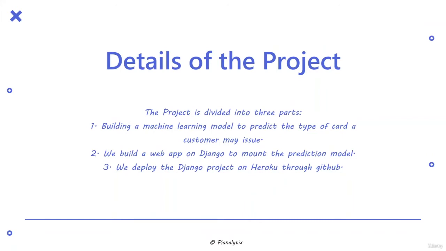Details of the project. Now, this project is actually divided into three parts. The first part is building a machine learning model to predict the type of card a customer may issue. Second, we build a web application on the framework Django and use the prediction model to mount on this Django project or application. Third, we deploy the Django project on Heroku through GitHub.